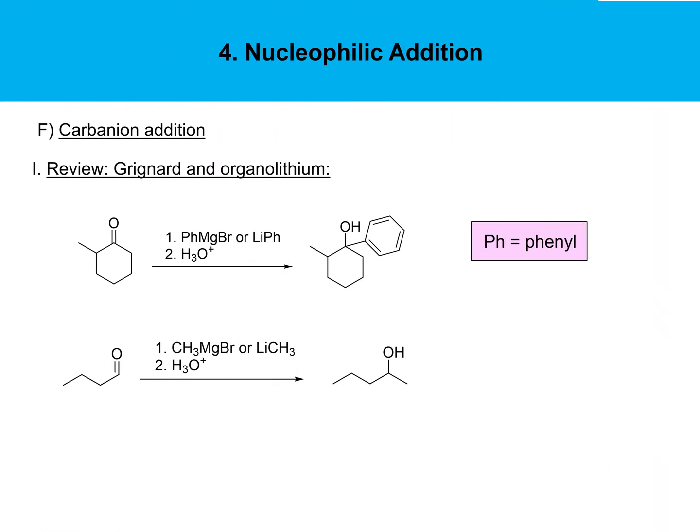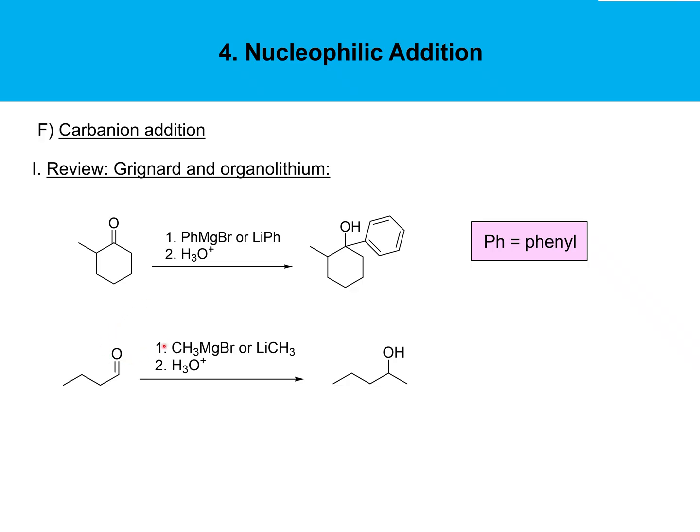Let's now review a reaction that we've seen previously in the chapter with alcohols. You might recall that ketones and aldehydes will react with Grignards and organolithiums in order to produce an alcohol. So if we start off with a ketone and we add a phenyl Grignard or phenyl lithium reagent, we would transfer a phenyl group to the carbon of the carbonyl and turn the ketone into a tertiary alcohol.